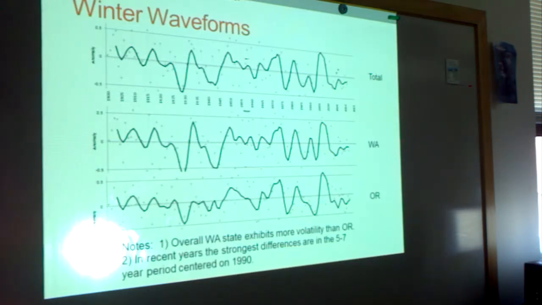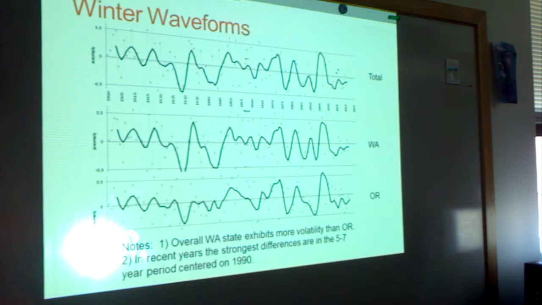Now here's the result that you saw before, the wintertime waveforms that we get. The feature we're focusing on is this flat feature. That's the total Washington plus Oregon, and then the individual Washington and Oregon data sets are shown. Overall, Washington exhibits slightly more volatility than Oregon. I think inland western Oregon is a little bit more of a homogeneous terrain than inland western Washington.